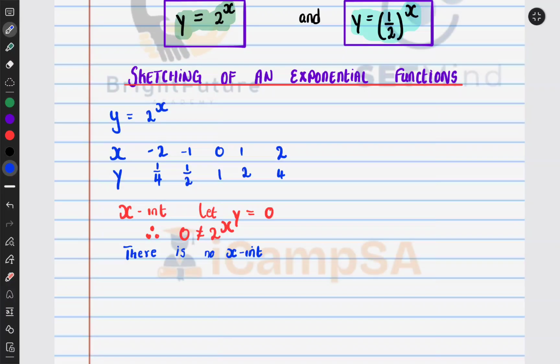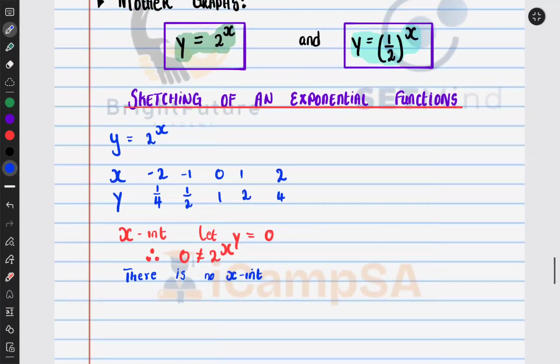So the graph will not touch or cut the x-axis. Since the graph doesn't touch the x-axis, the x-axis essentially acts as an asymptote.